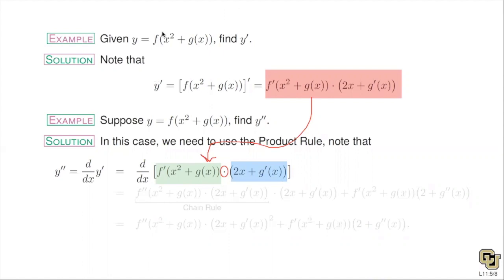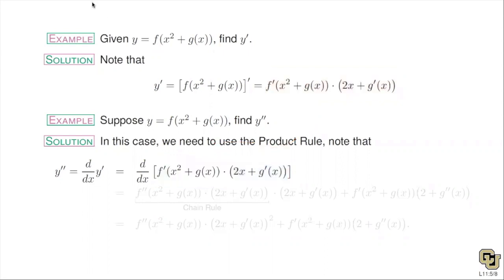And for my product rule, the very first step, I need to take the derivative of this function, f prime of x squared plus g of x. This is a composition, so this part is really important. When you look at f prime of x squared plus g of x, the outside function is f prime, the inside function is x squared plus g of x. So we're going to do a chain rule on the first term times the second, plus we'll copy the first term times the derivative of the second.